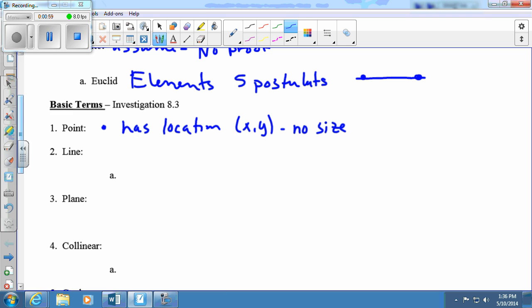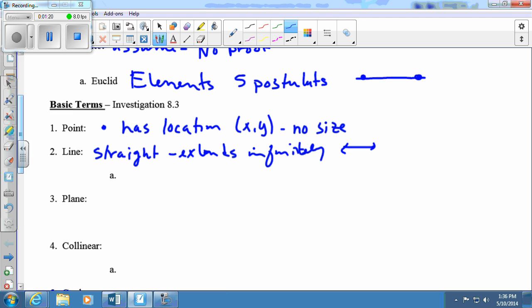A line is straight, and it extends infinitely. And it actually goes in both directions. So it looks like this. We put arrowheads on to say that it extends infinitely.